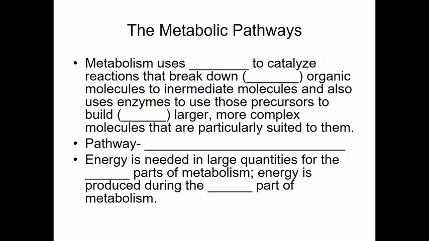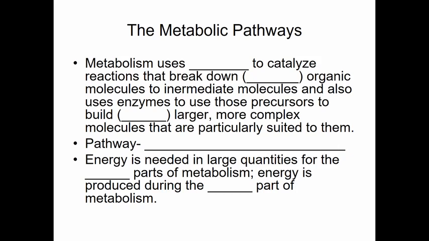So let's fill in the blanks here. Metabolism uses what to catalyze reactions? Enzymes. If they break down, what is that called? Catabolism. So that's to break down, or catabolize, organic molecules into intermediates, okay? Intermediate molecules, and it also uses enzymes to use those precursors to build. What is building? That's the anabolic. Anabolism, to build larger, more complex molecules that are particularly suited to them.